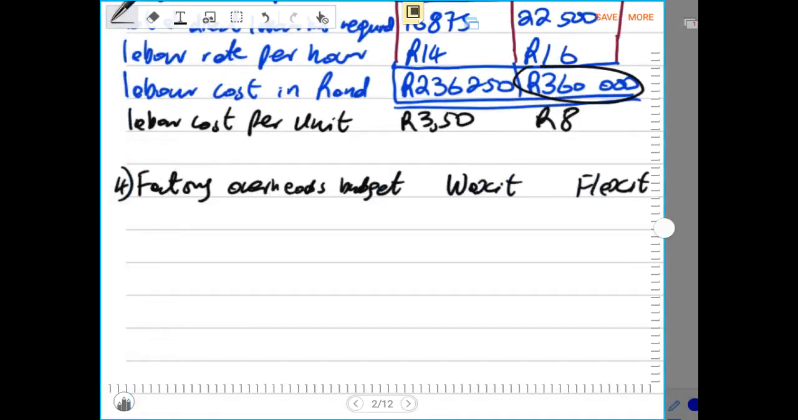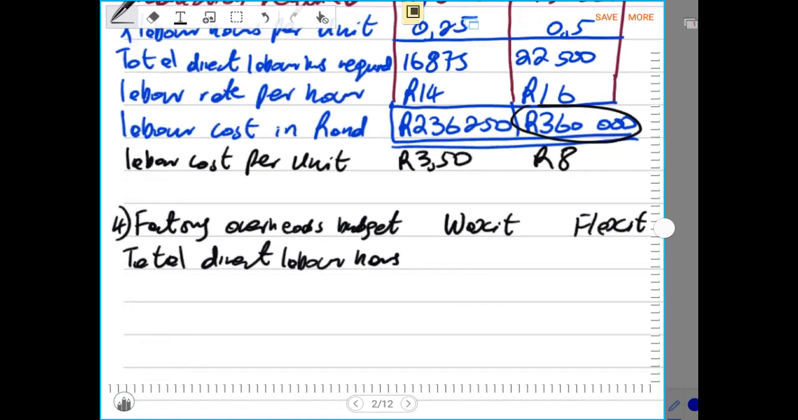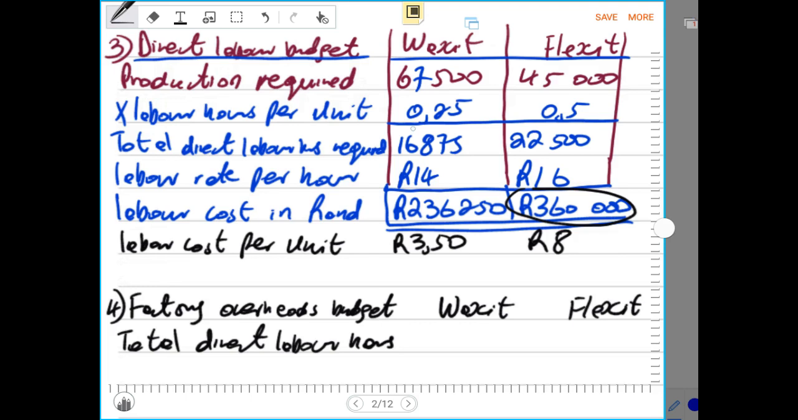So now they are based on labor hours. It means we need to know the total direct labor hours. We need to start with the total direct labor hours, and I think we do have them. Our total direct labor hours are given to be 16,875 and 22,500 total direct labor hours required. So that is where this budget will start, because it is based on labor hours.